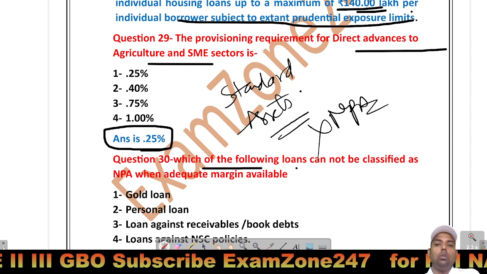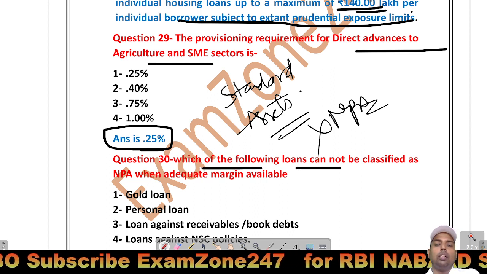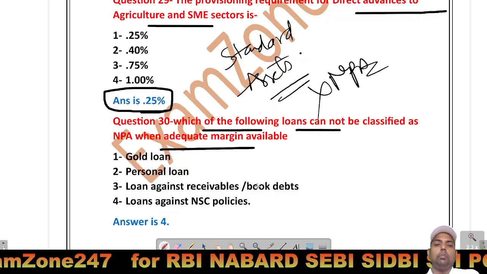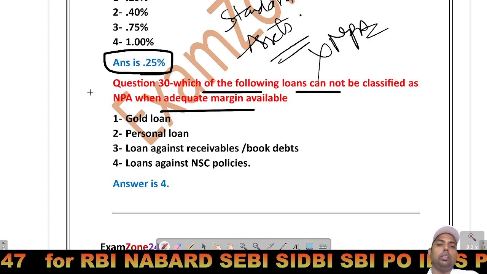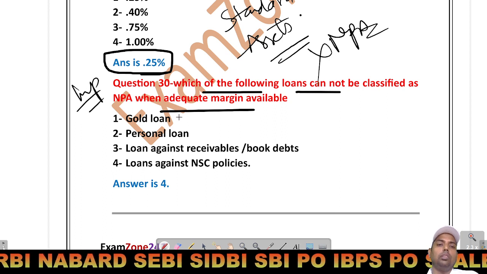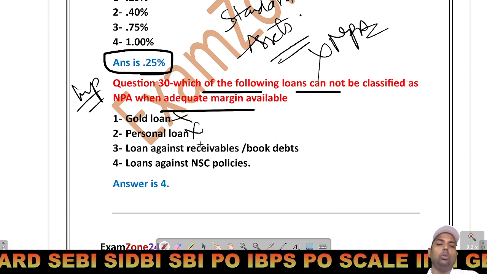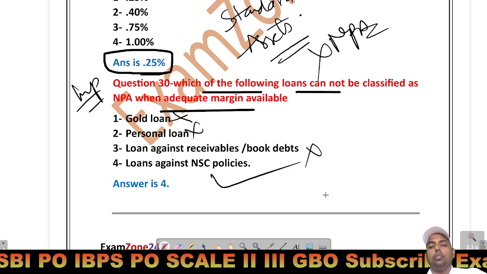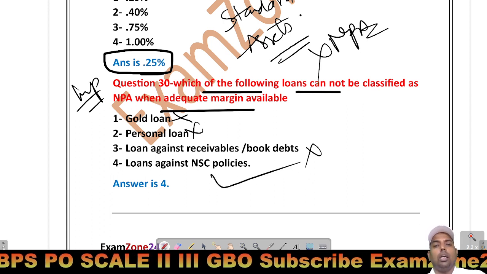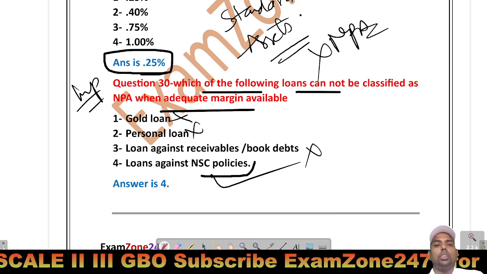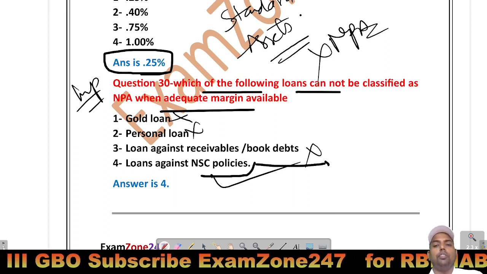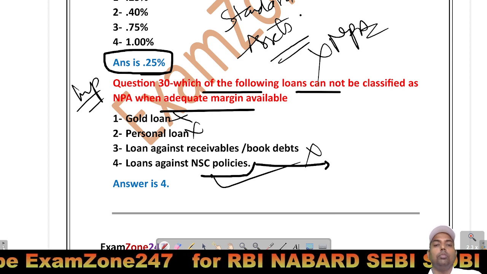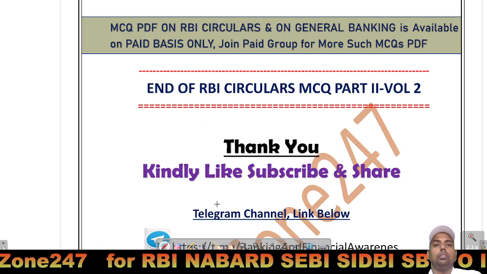Which of the following loans cannot be classified as NPA when adequate margins are available? This is important. Personal loan, no. Receivables, no. NSCs, yes. Even life insurance policies are also there if adequate margin is available, because you can surrender it and get the money.